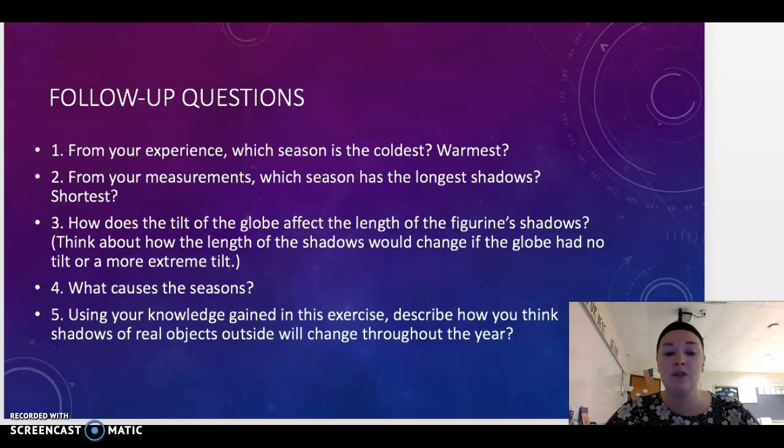And the last question really does gauge their conceptual understanding by connecting the content in this lesson to a different question. It asks them to describe how shadows of real objects would change throughout the year. So in winter and in summer, the shadow of a flagpole, what is that going to be? You could even lead into actually measuring the shadow of something throughout the year, and really make this a year-long thing with your students.